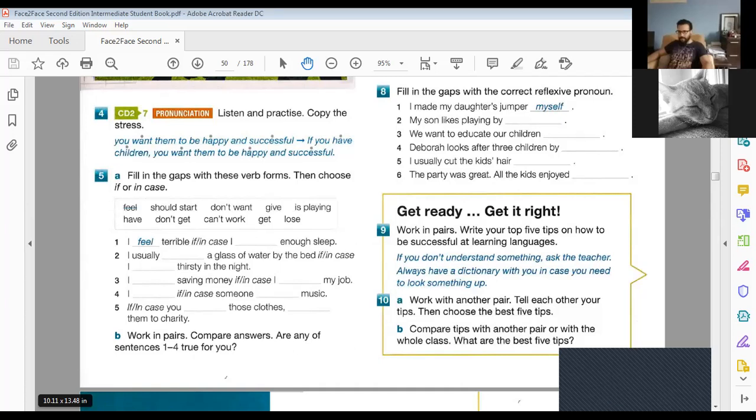If children study all the time, they don't develop in other ways.